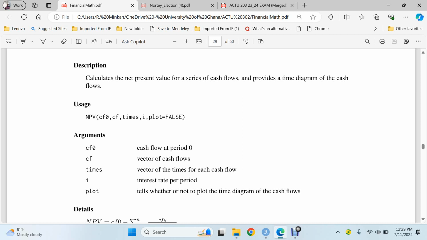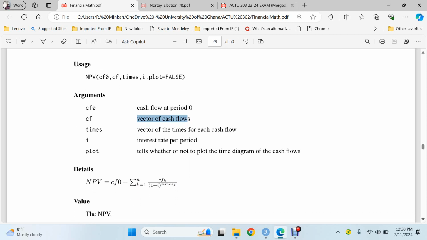Okay, so it means that this cash flow will be that one, right? So we'll have 1, 2, 3, up to what? Up to 3. Then the interest rate per period. Remember, net present value, you need interest rate to compute it. So we need an interest rate. And then plot tells whether to plot a time diagram of what? Of the cash flows. So what is the net present value? It's like this. Okay, and so forth.